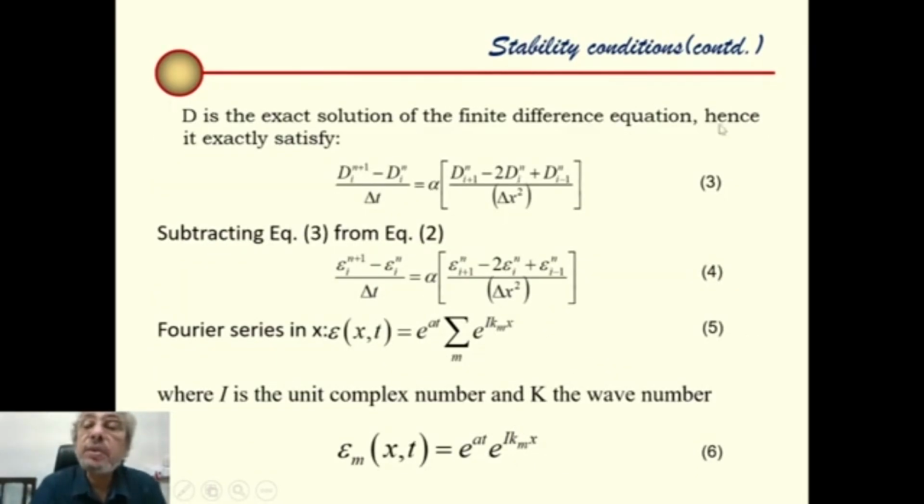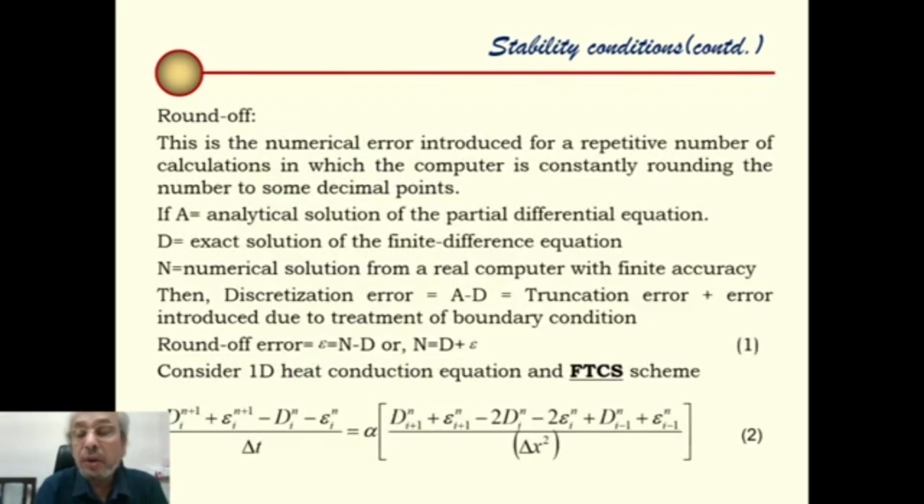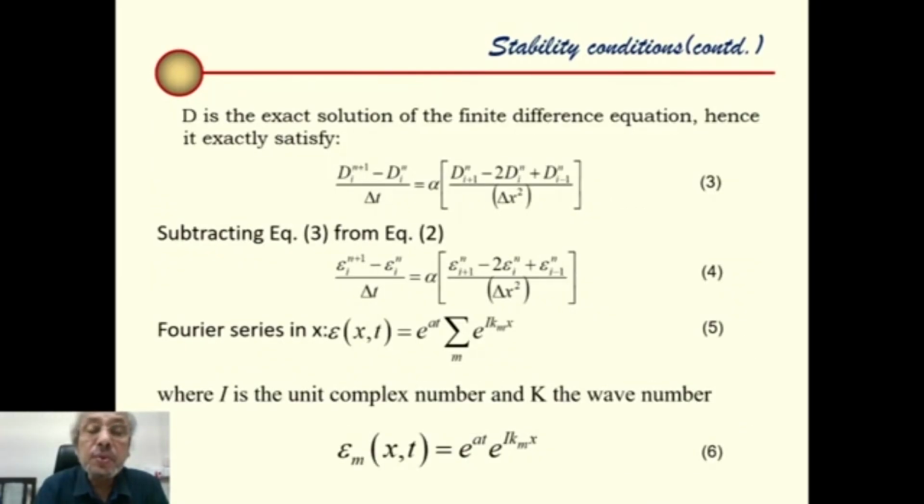Now D is the exact solution of the finite difference equation, so we can straight away write this. That means (D_i^(n+1) minus D_i^n) divided by delta t equals alpha times (D_(i+1) minus twice D_i plus D_(i-1)), all at the nth level, divided by delta x squared. So equation 3 is a valid statement, and equation 2 is also a valid statement. Now if we subtract equation 3 from equation 2, we'll get an expression in error.